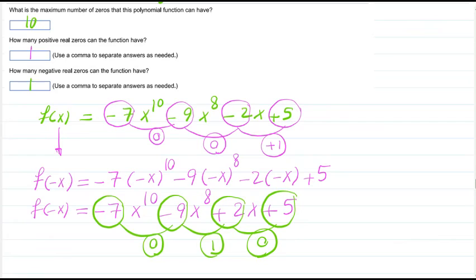So as you see, this function has 2 real zeros. One of them is positive and the other one is negative. You may think that, but we think that there are 10 zeros for this function. Then how about the rest of them? Rest of them are complex zeros.